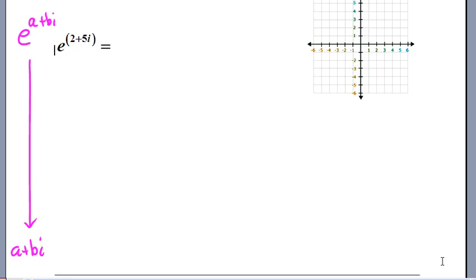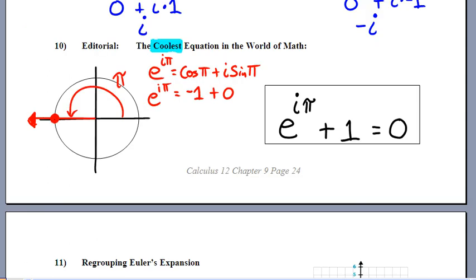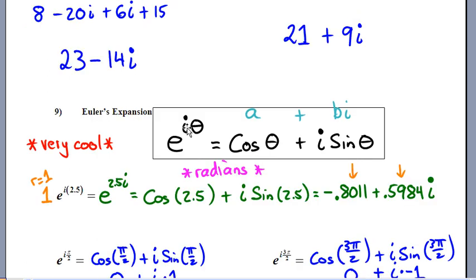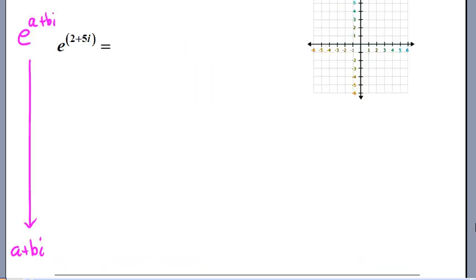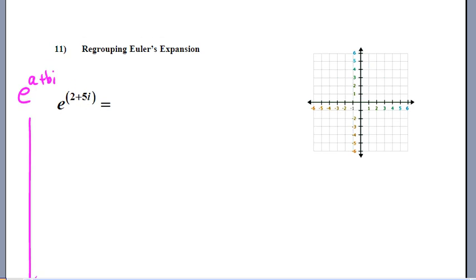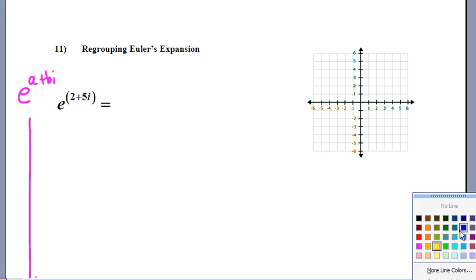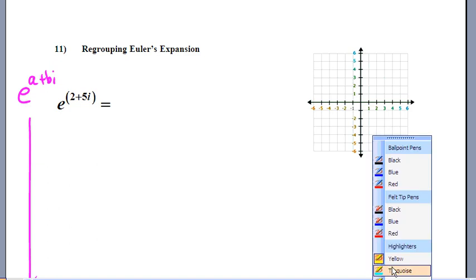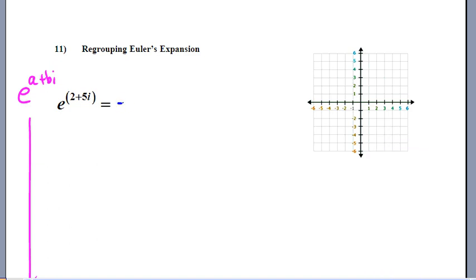Euler's expansion has nothing but an imaginary chunk up here, just like i times theta. There's no place for real numbers to go. But you have a plan based on the work that you did with exponents in grade 9. You could rewrite this as a multiplication question. You could say this is actually e squared, that's just a number, multiplied by e to the 5i.